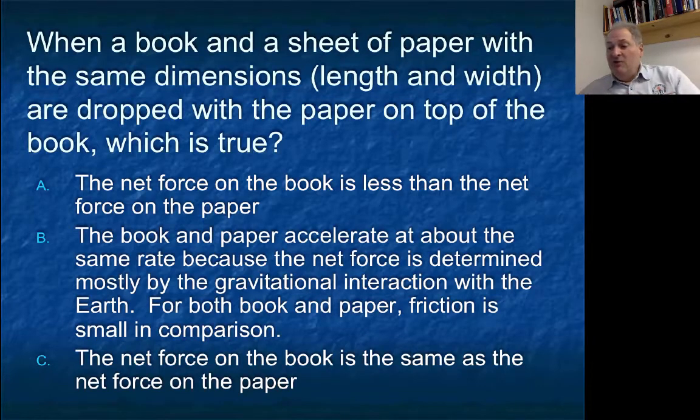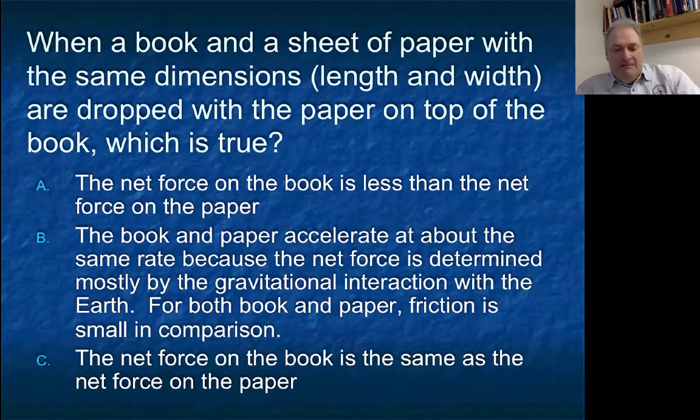The difference when you put the paper on top of the book is that the book experiences friction from the air, and because the book is in the way, the paper doesn't experience the friction from the air. So you've taken away most of the frictional force on the paper, and now it's just gravity mostly operating on both of them. There is friction operating on the book, but the frictional force on the book is a lot less than the gravitational force on the book. And so B looks really promising.